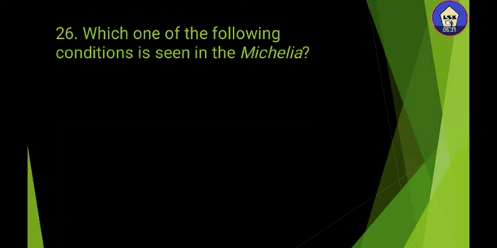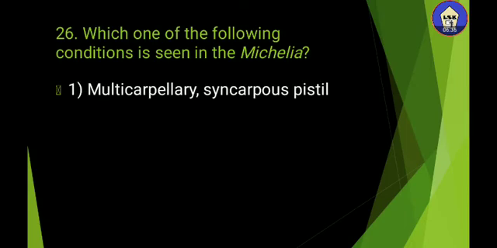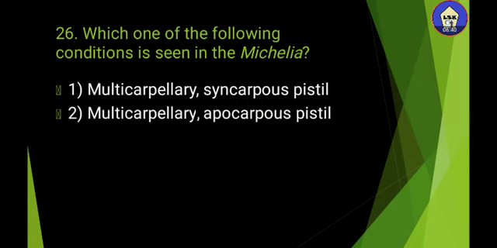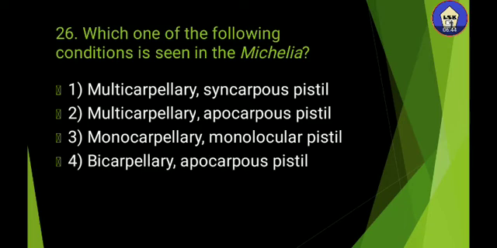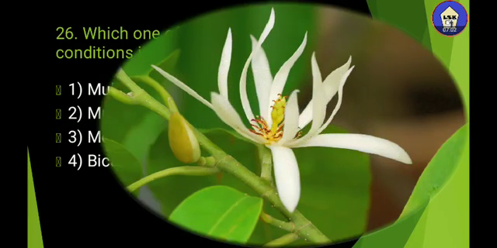Which one of the following conditions is seen in Michelia? What is Michelia? Michelia is nothing but Michelia champaka, sampige. So multicarpellary syncarpus pistil, multicarpellary apocarpus pistil, monocarpellary monolocular pistil, bicarpellary apocarpus pistil. See, the Michelia consists many number of carpels. So it should be multicarpellary. And their carpels are not fused. So that is apocarpus pistil. So the answer should be option 2.